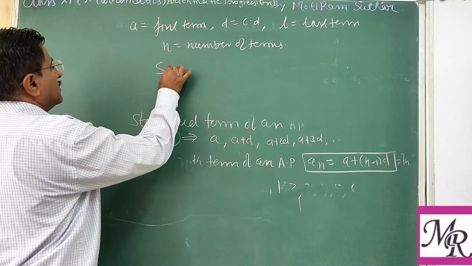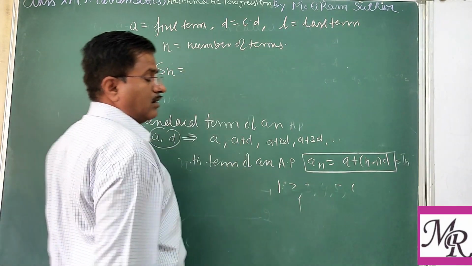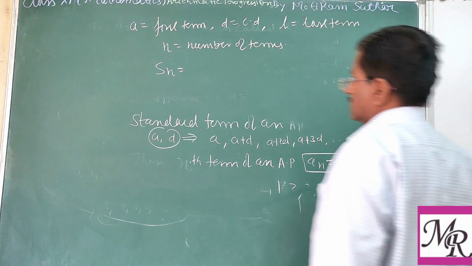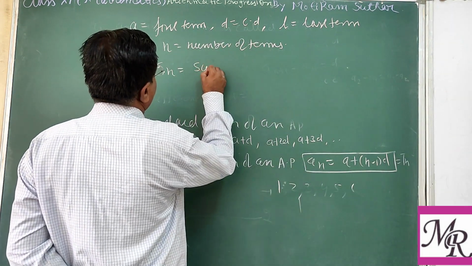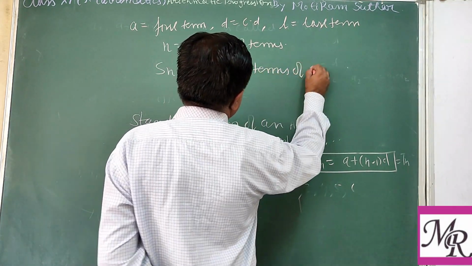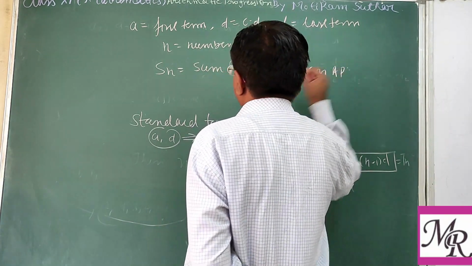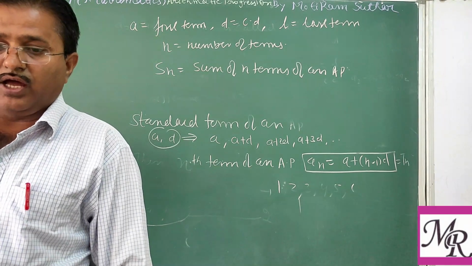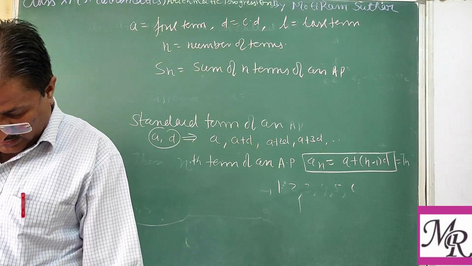Sn is the sum of n terms of an AP. If we want to find the sum of n terms of an AP, then we call it Sn. Clear?